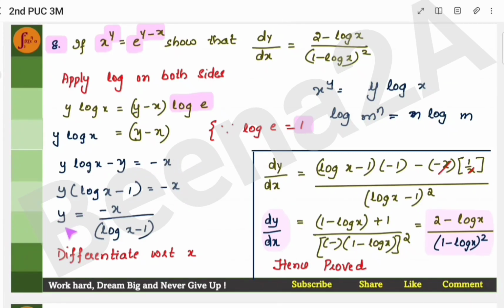Then I'll find only the value of y. Y is equal to this much. Now I'll differentiate because I have to find dy by dx, ultimately. So I'll differentiate, I'll get dy by dx and solve this. You have to prove that this right hand side expression is true.